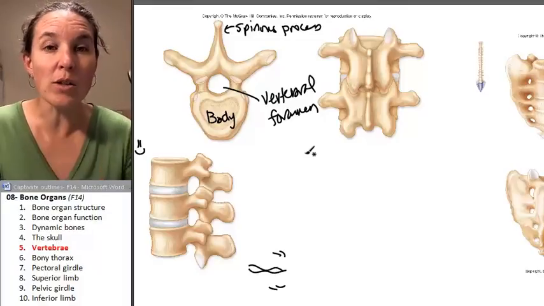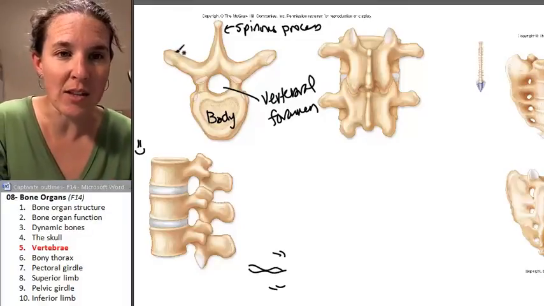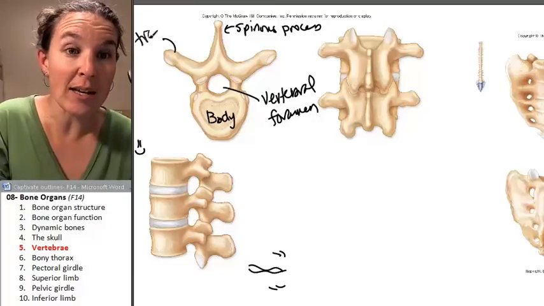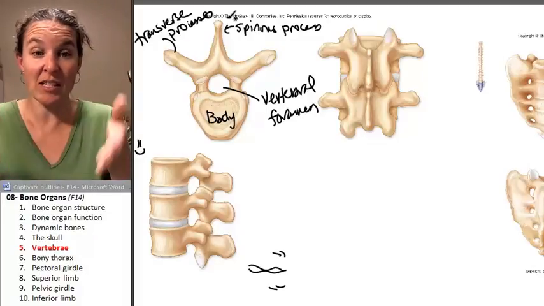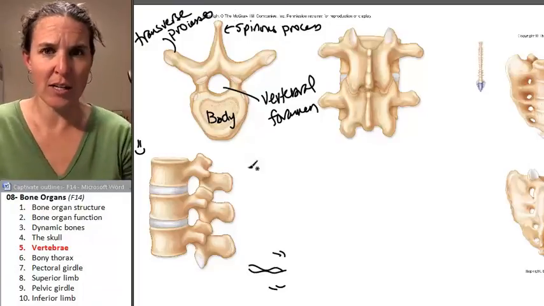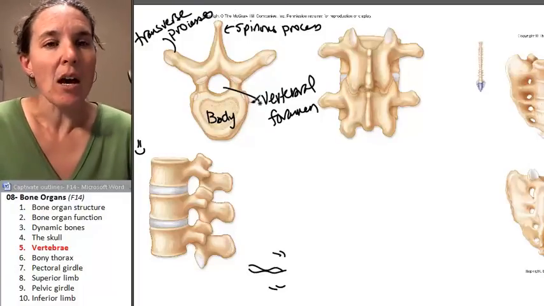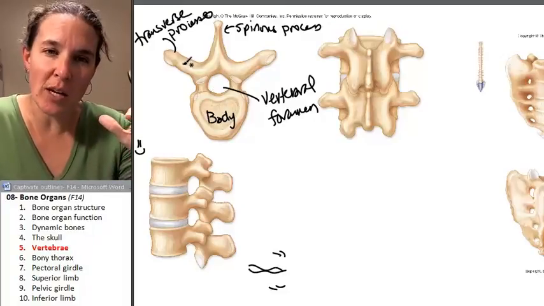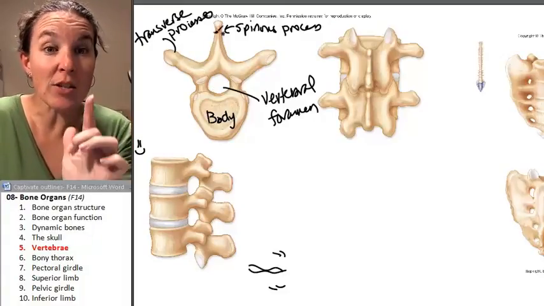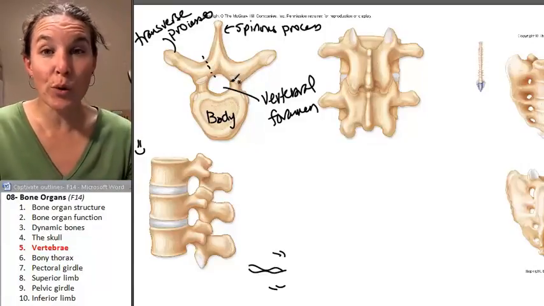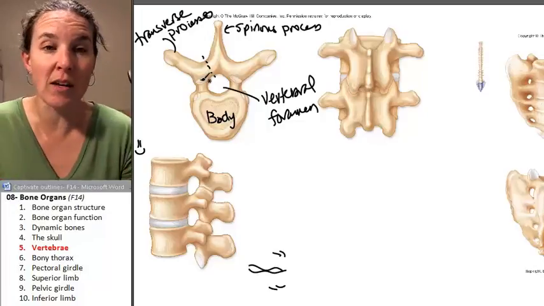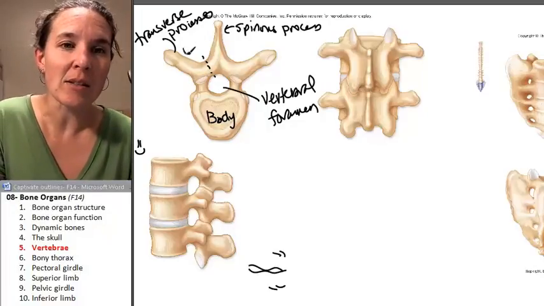Now, you also have transverse processes. Those are these guys. Transverse. Does that make sense to you? Processes. They're sticking off to the side, kind of in a transverse direction. This is interesting. So here's the transverse process. Here's the spinous process. I'm going to draw a little line through a structure or a part of the vertebra known as the lamina. So let's label that, lamina.